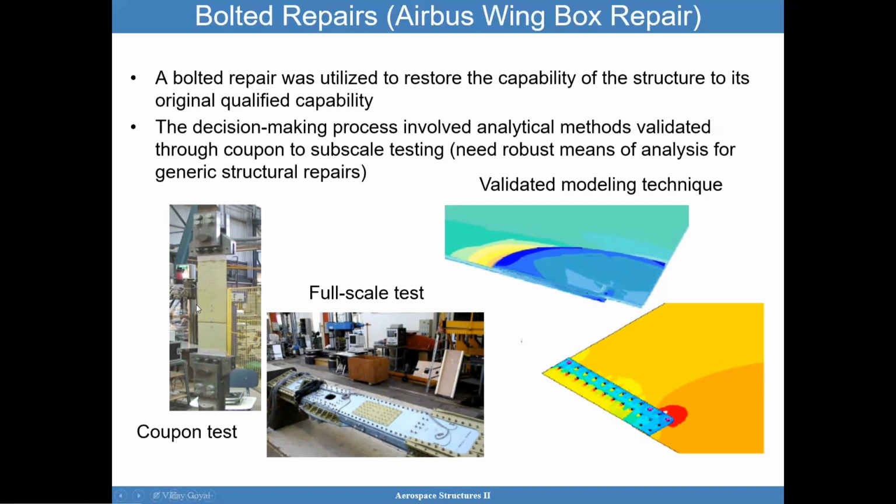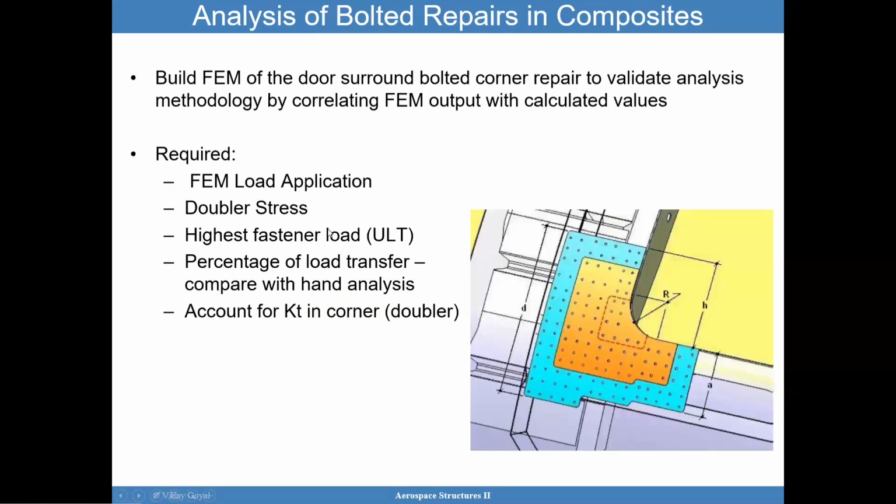it through coupon level testing that validates elements of the repair, and then a full-scale test of the repair to show that it's going to work in service. Because again, in service, it may not always be possible to proof test it. For example, of a finite element model trying to simulate a bolted repair.